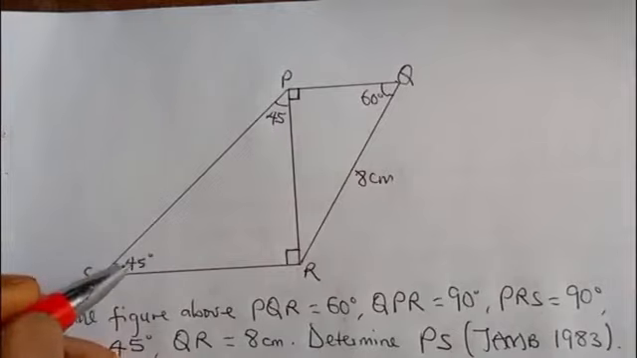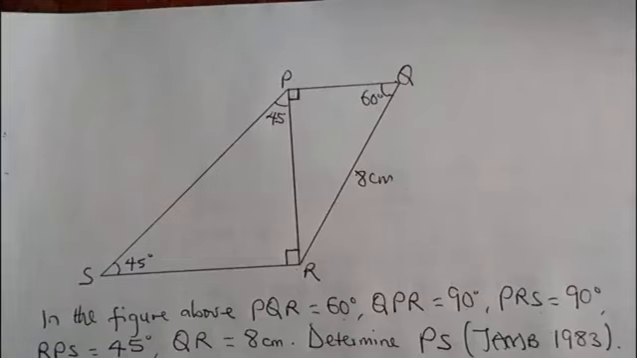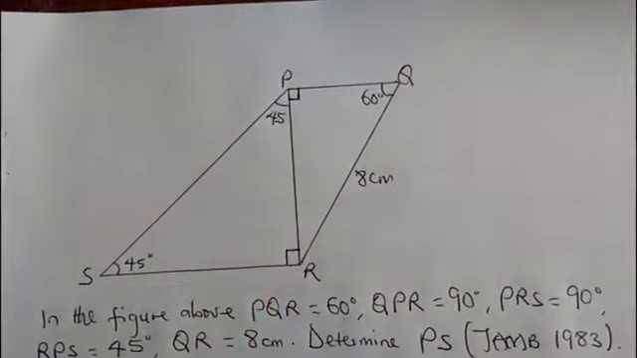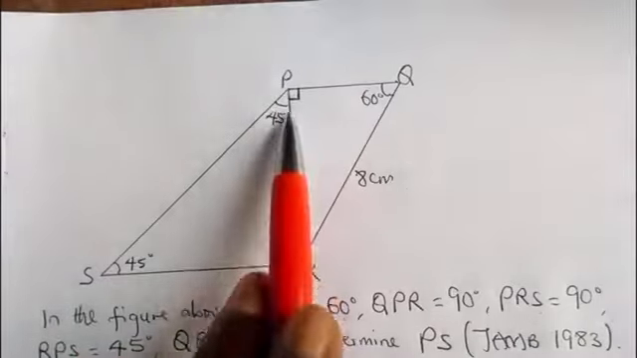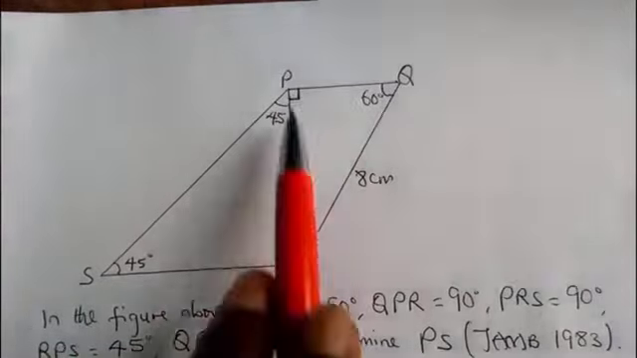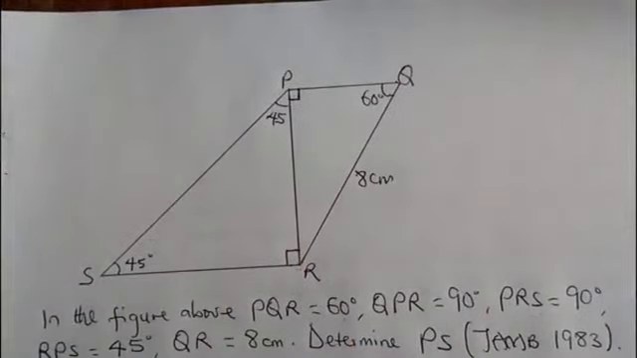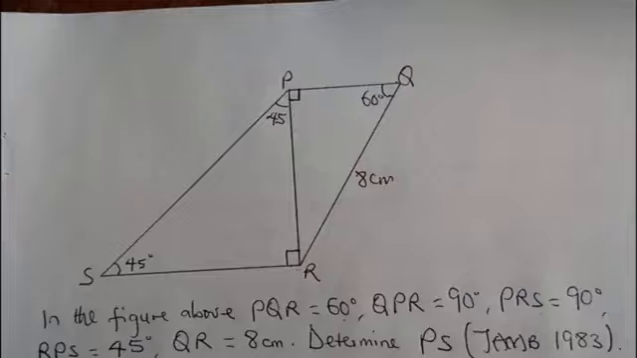How? The sum of angles in a triangle we know is 180 degrees. So if here is 90 plus this 45 here, that is 135. 180 minus 135 will give us 45, implying that this is an isosceles triangle, where 2 sides and 2 angles are equal. So for us to get our PS now, we'll use Pythagoras theorem.